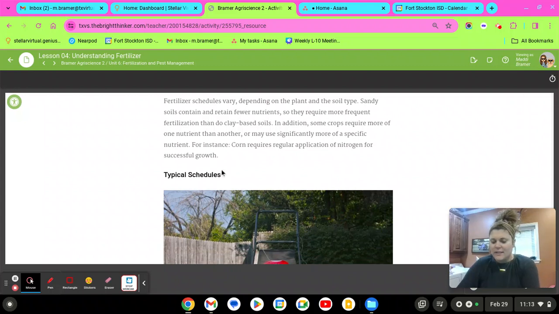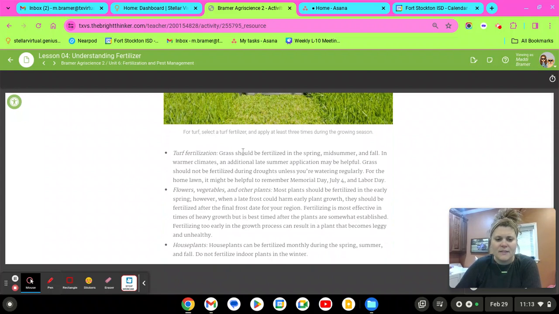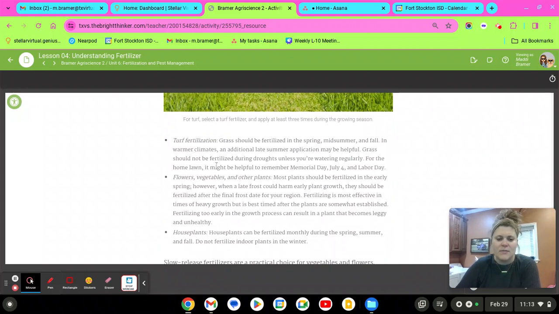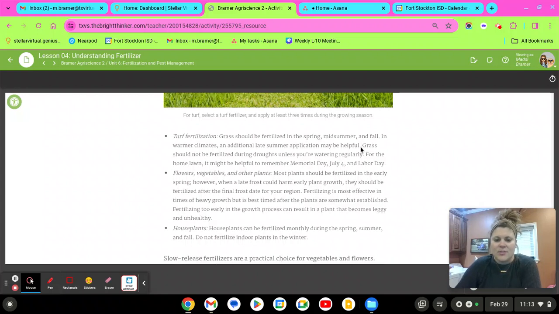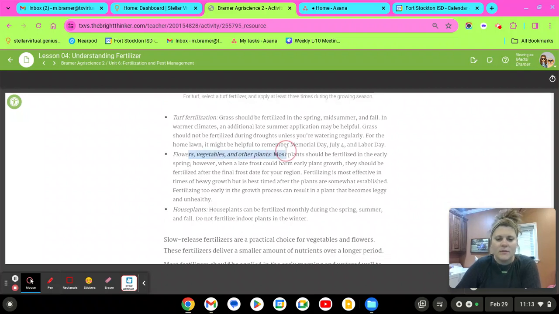You can't just randomly decide to do fertilizer. So for turf, like grass, it should be fertilized in the spring, midsummer, and fall. In warmer climates, an additional late summer application could be helpful. So a lot of people remember like Memorial Day, July 4th, and Labor Day. Flowers, vegetables, and other plants, they're fertilized in early spring. They're fertilized after the final frost date.